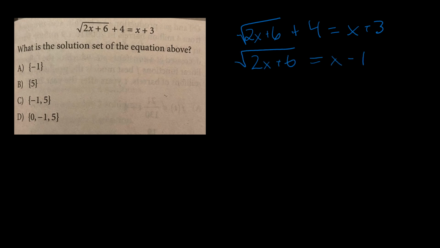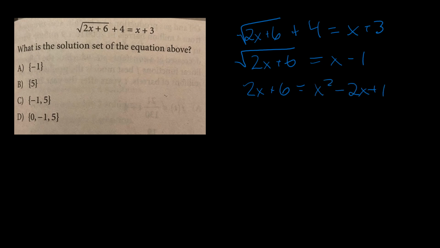Okay. Oh, the solution set. Okay. The square root of 2x plus 6, plus 4, equals x plus 3. I'm going to get my square root alone on one side by subtracting 4 from each side. Then I can square both sides of the equation. And we get 2x plus 6 equals x squared minus 2x plus 1.